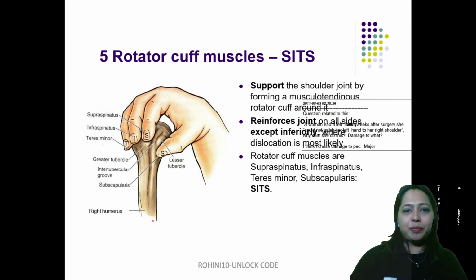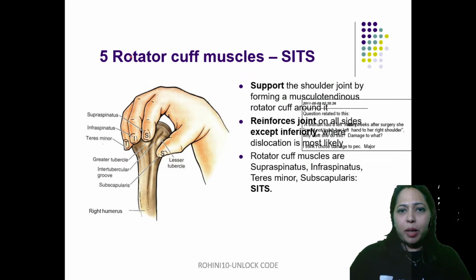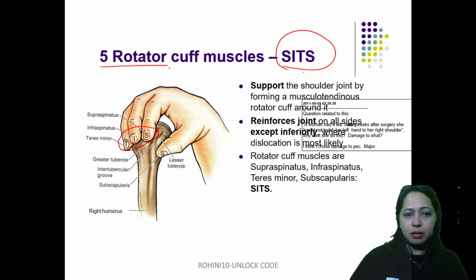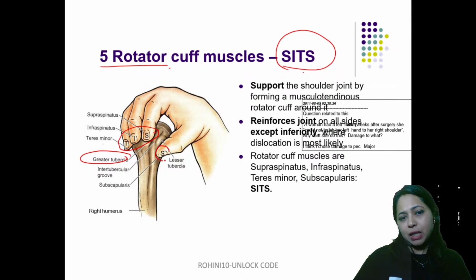Okay, next one. What about rotator cuff muscles? How many are there? There are 6 muscles, SITS. Okay, SITS. So if you grab a humerus, you can place these 3 fingers here. That is at the greater tubercle. And you can place another one here. That is for the lesser tubercle.